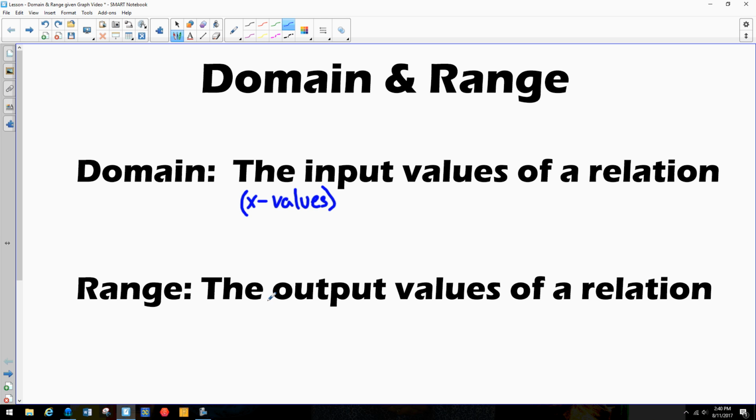And the values that are in the range are all of the output values, or the y values.